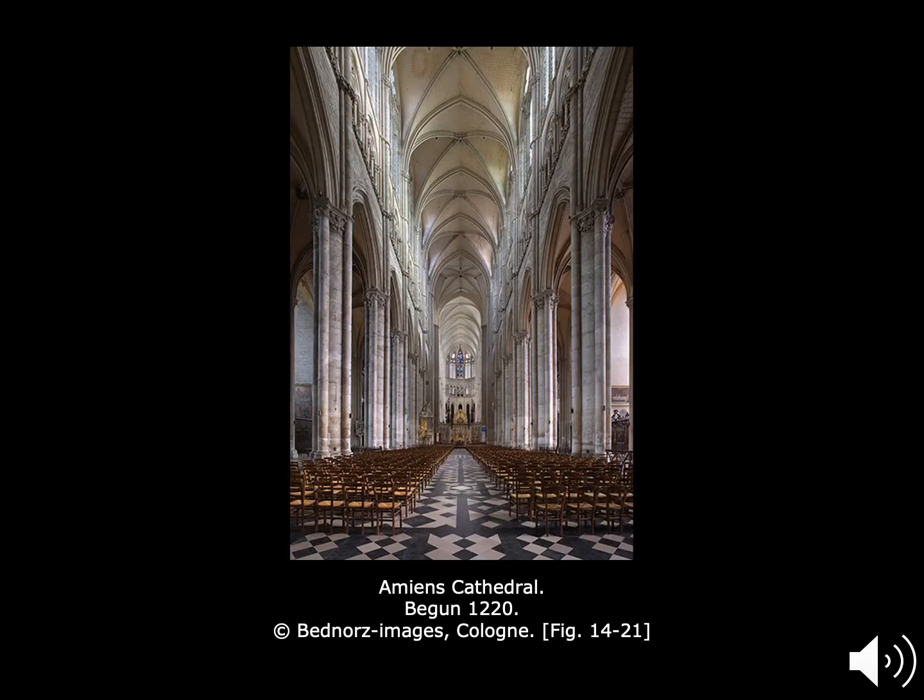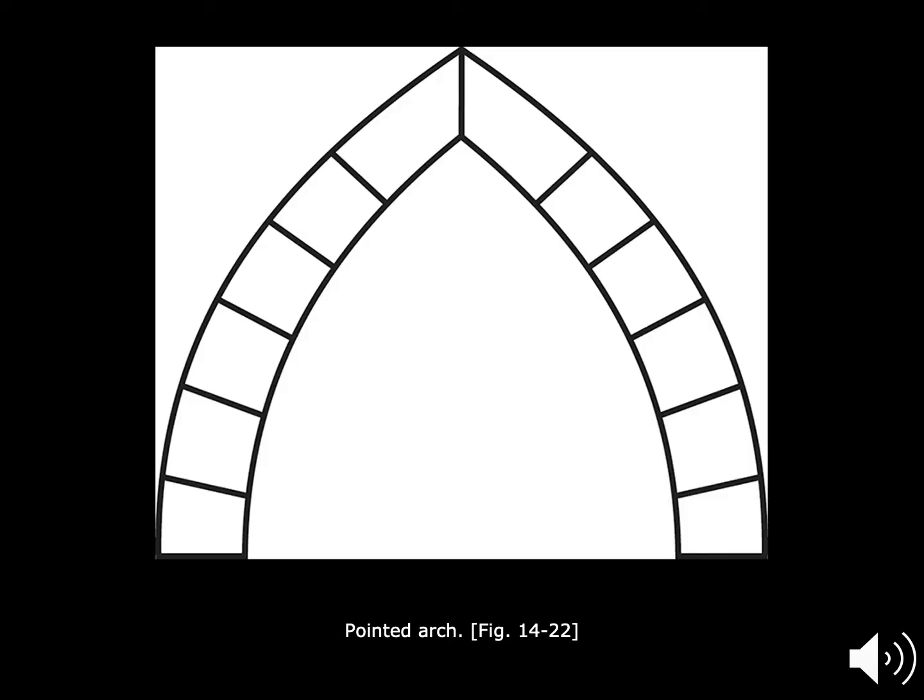Immense interior space was a feature of Gothic cathedral architecture. The Amiens Cathedral interior achieved a height of 142 feet. This interior space was achieved with a pointed arch, which was used to distribute the weight of the roof more directly down the wall.